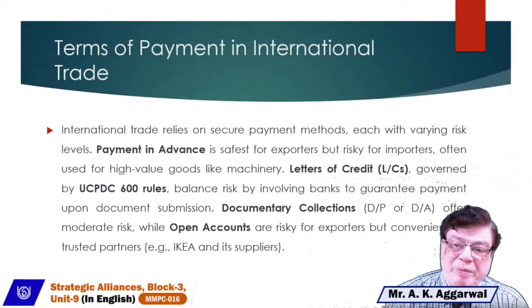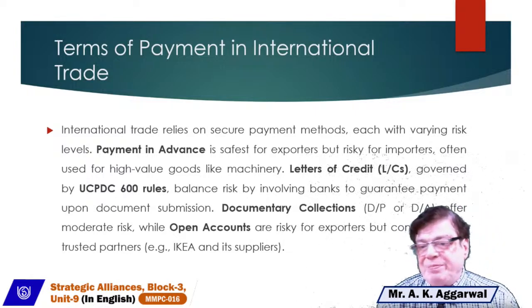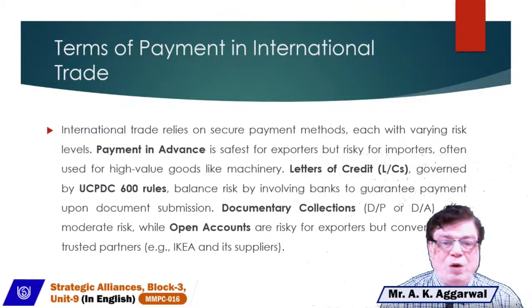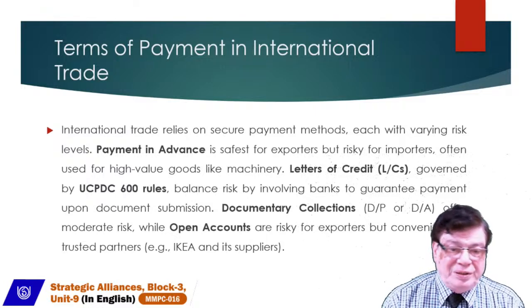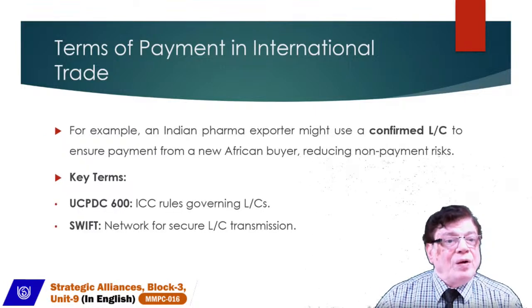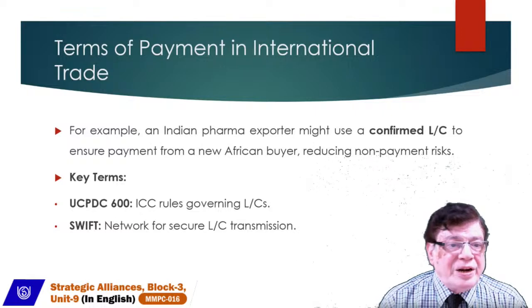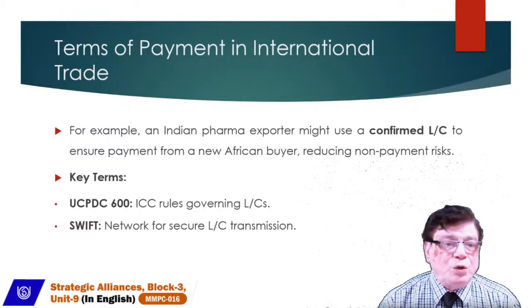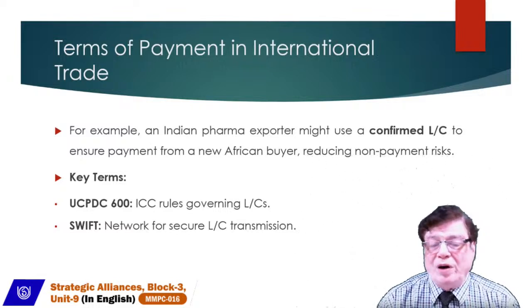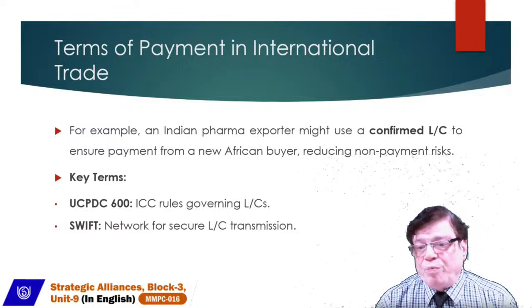Documentary collection: DP means documents against payment, DA means documents against acceptance. These offer moderate risk, while open accounts are risky for exporters but convenient for trusted partners. For example, an Indian pharma exporter might use a confirmed letter of credit to ensure payment from a new African buyer, reducing non-payment risk.